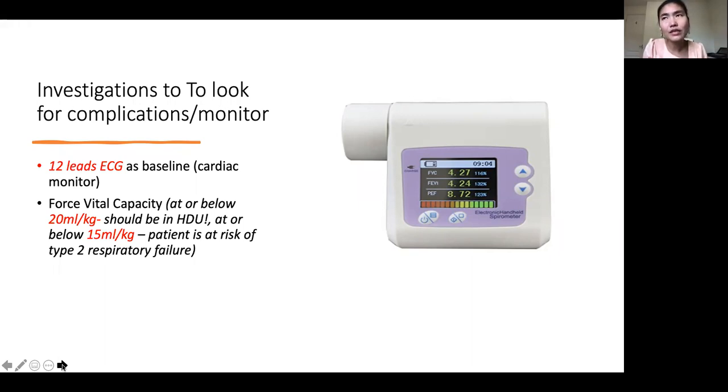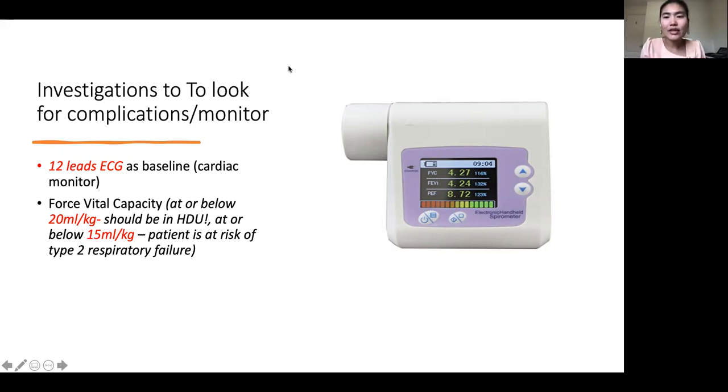So you really need to have a 12 leads ECG because, like I said, patient can have autonomic nervous system symptoms. So in that case, if you don't have a baseline ECG, how are you going to know? You see whether the patient already had arrhythmias, already had heart block, etc. Okay, so 12 leads ECG as baseline. Patients should be on continuous cardiac monitor, and then you do forced vital capacity.